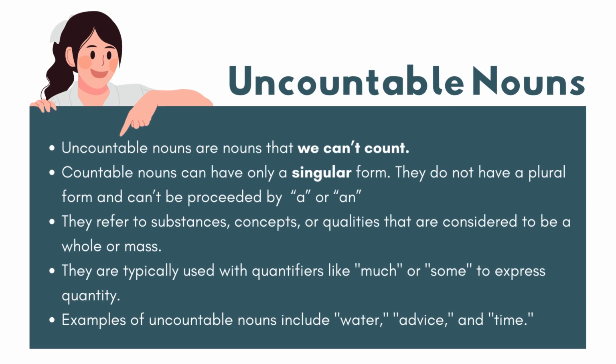Uncountable nouns. Uncountable nouns are nouns that we can't count. Uncountable nouns can have only a singular form. They do not have a plural form and can't be preceded by a or an. They refer to substances, concepts, or qualities that are considered to be a whole or mass. They are typically used with quantifiers like much or some to express quantity. Examples of uncountable nouns include water, advice, and time.